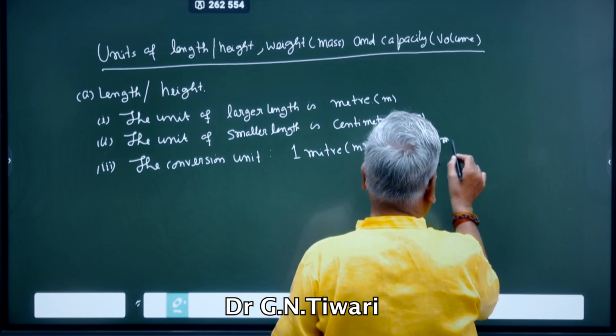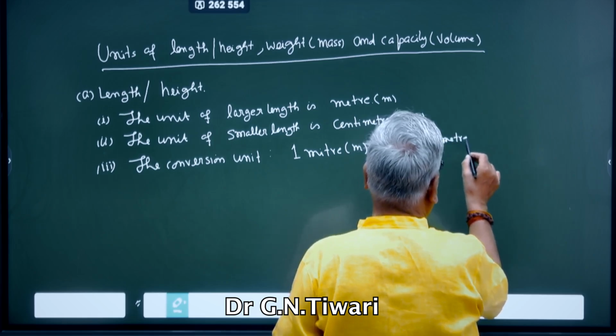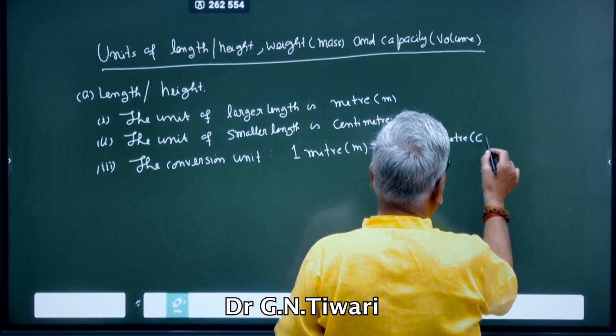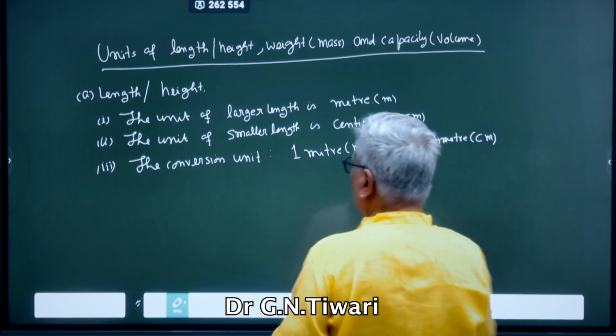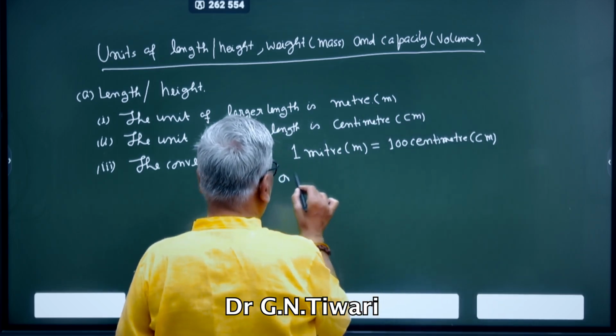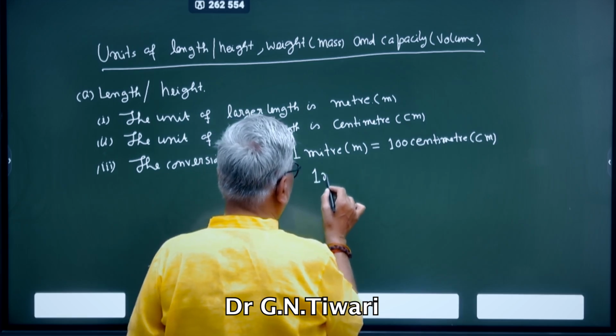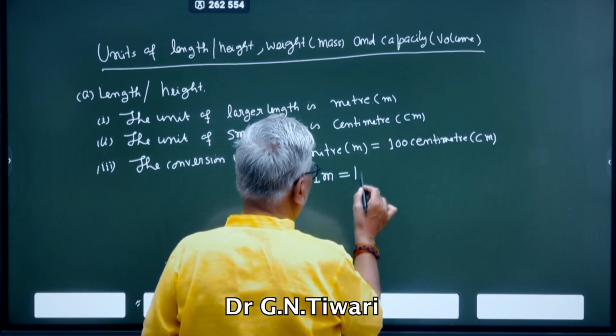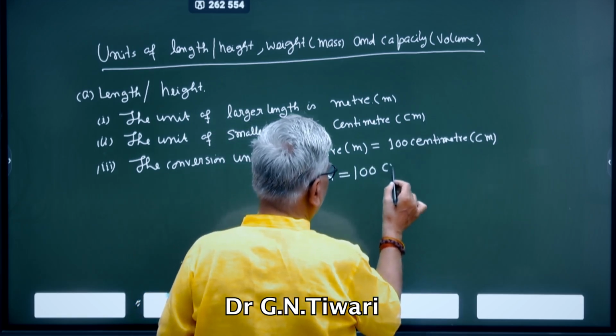Meter, and in bracket cm. Sometimes in short it is written as 1 meter is equal to 100 centimeter.